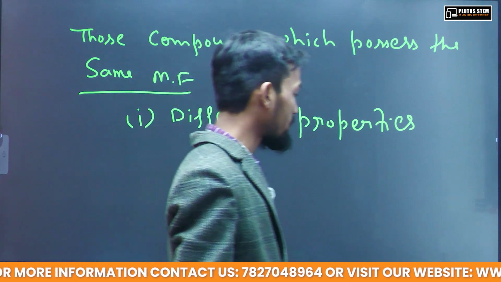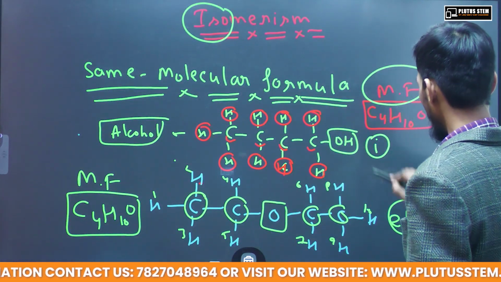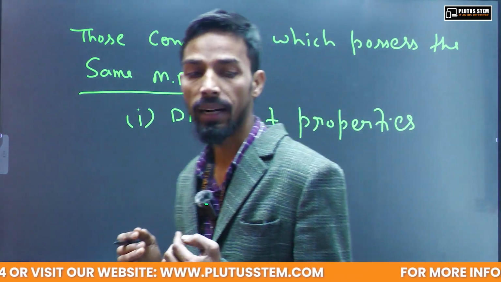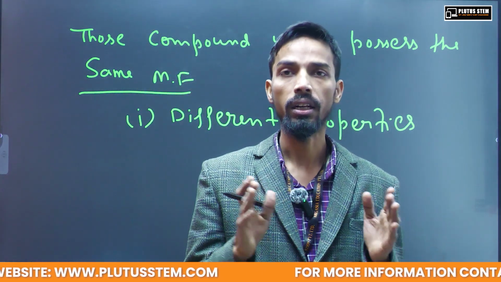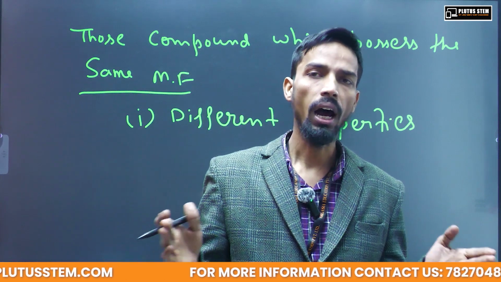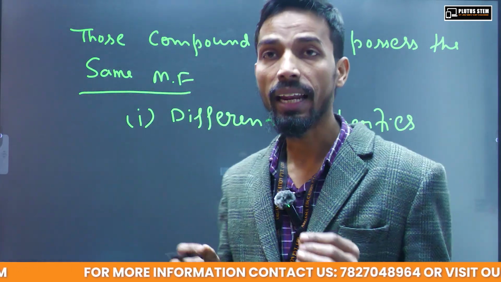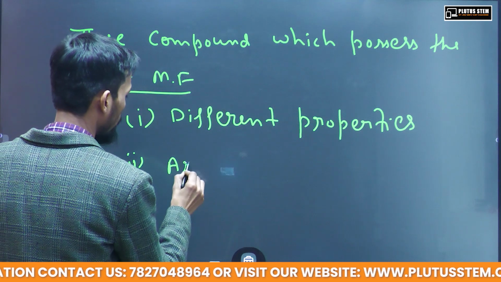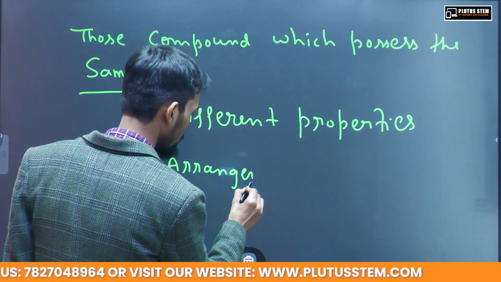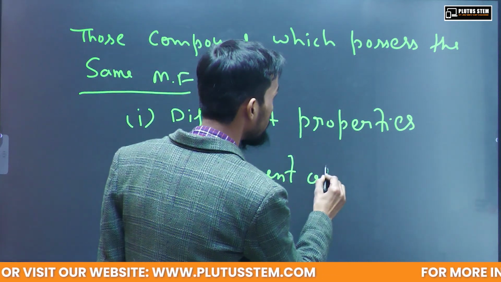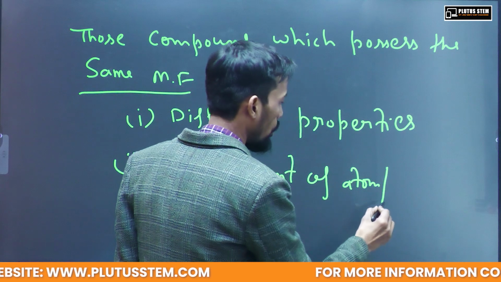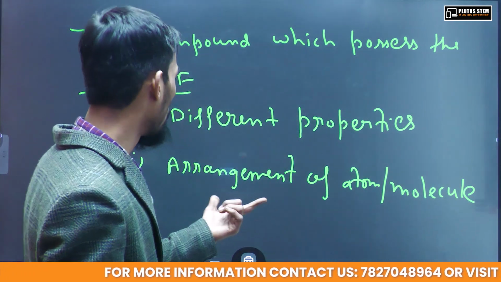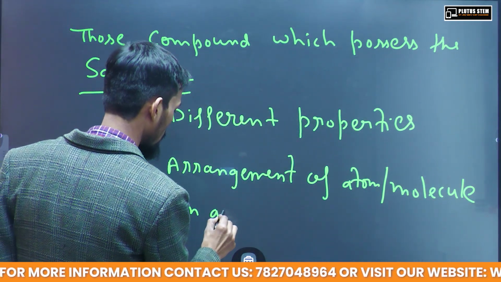Like I showed you in the previous slide, compound 1 and compound 2 both possess different properties. So if they have different properties, we can think that these are different isomers, and this phenomenon is known as isomerism. The other criterion is the arrangement of atoms or molecules in a compound.